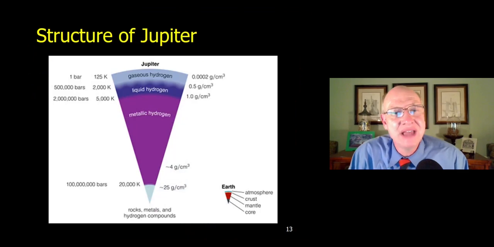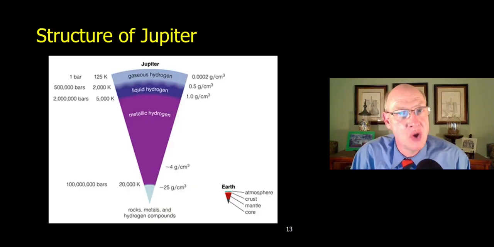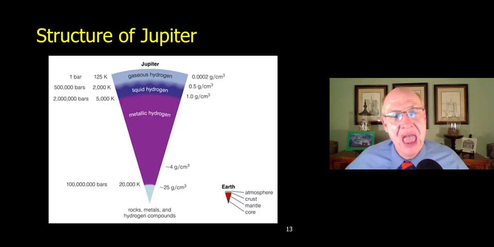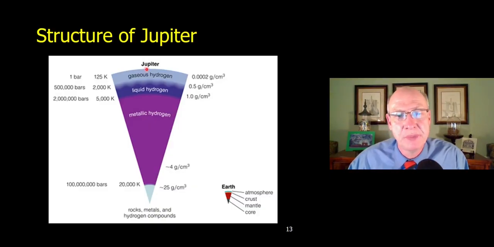So what is inside Jupiter? Well, Jupiter's a complex planet. First of all, it's a gas giant planet, so it has probably no solid surface underneath. If we were to start at the top of Jupiter's atmosphere and work our way down, the first thing you'll remember is that Jupiter is made primarily of hydrogen with a little bit of helium.